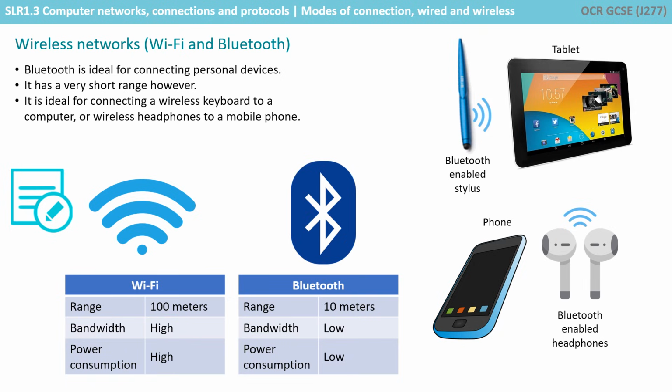Bluetooth is another, more modern and increasingly popular method of connecting devices wirelessly. It has a very short range compared to Wi-Fi, but it also consumes a lot less power. This makes it ideal for connecting personal devices, as shown here.